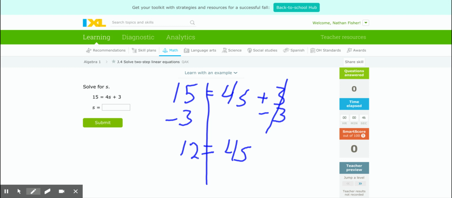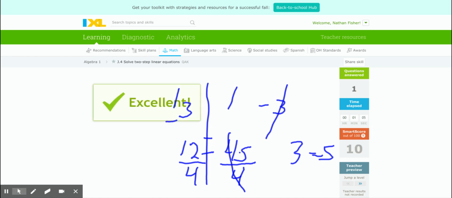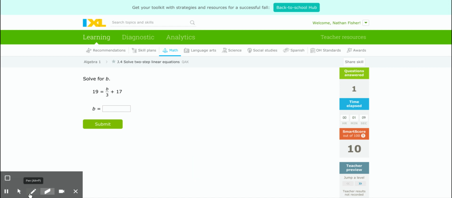So remember that anytime the coefficient, the 4, and the variable are next to each other, that's multiplication. So I'm going to divide both sides by 4. And I'll write it off to the side. I'm going to get s equals 12 divided by 4 would give me 3. Plug that in. Excellent. Let's look at one more, and then we'll move forward again.